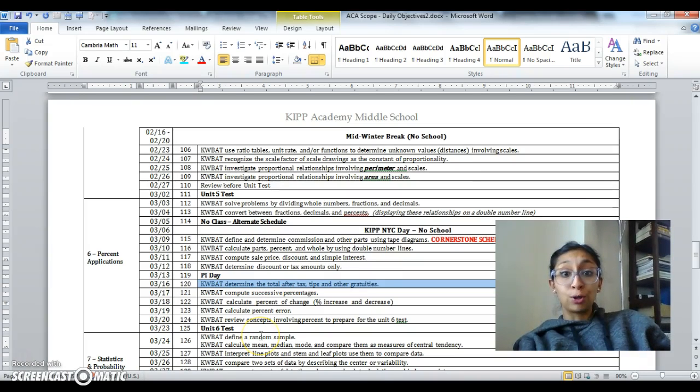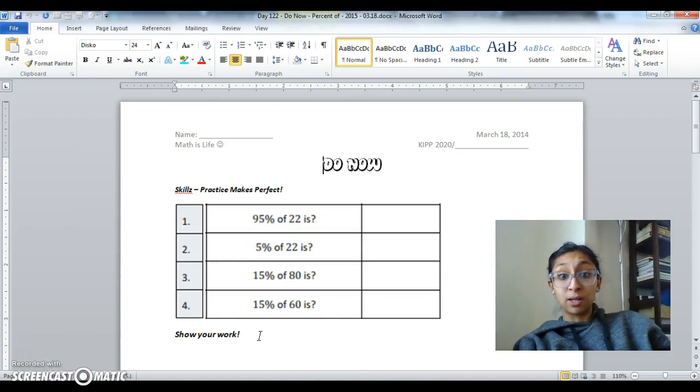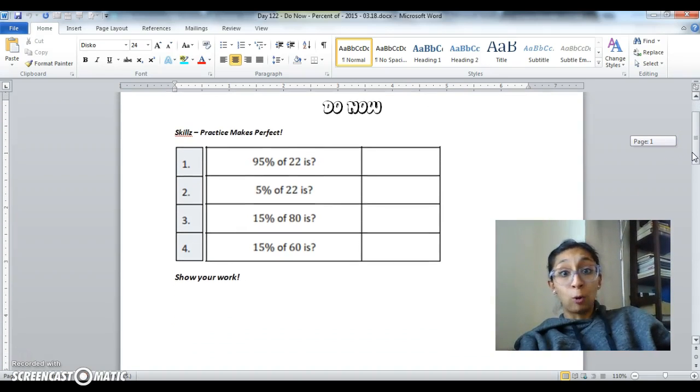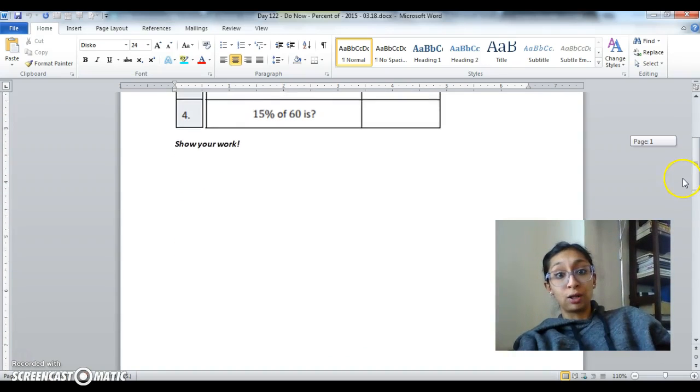Lastly, I want to show you the do now that I used this year for this particular lesson on percent increase decrease. I took some materials from the EngageNY website, and I had students just calculate the percent of a whole number, because they're going to have to do that for the percent increase decrease. Take the percent of, and then either subtract it or add it to an original amount.